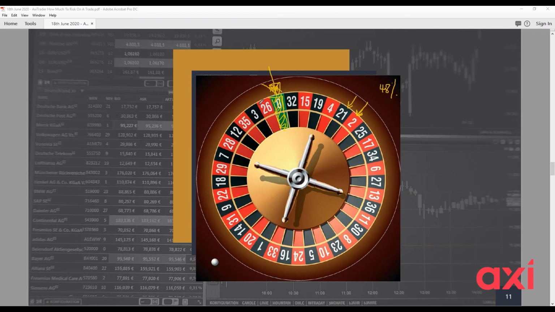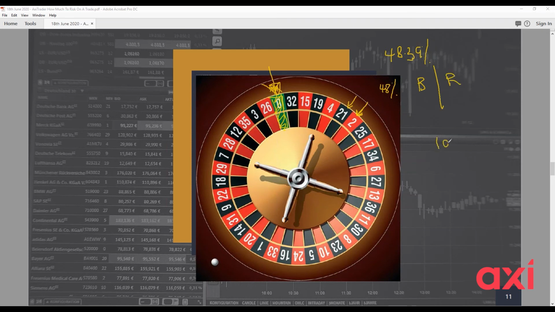Yes, Gualberto has come back with 48.39. All right, so we got 48.39. Very accurate calculation from Gualberto: 48.39% chance of winning if you bet on black or red.